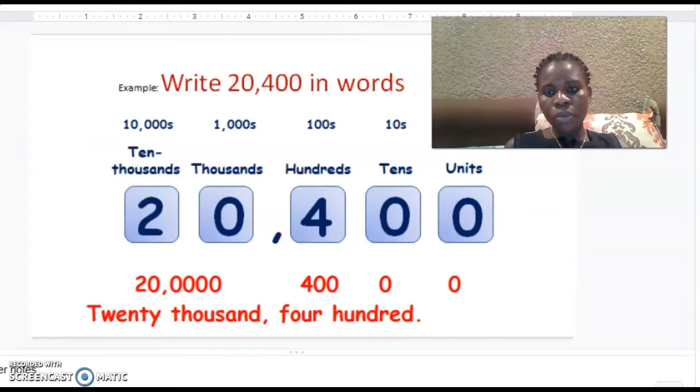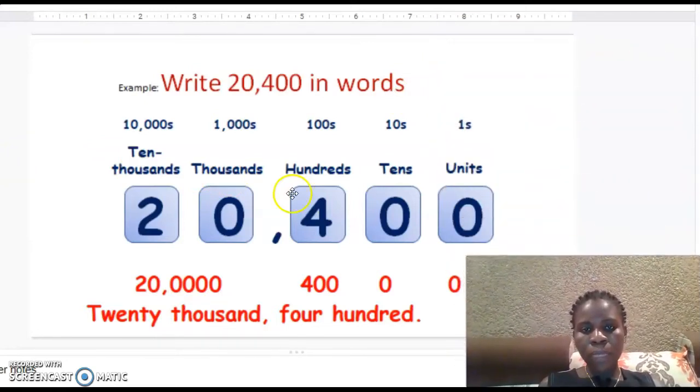Our first example is write 20,400 in words. The first thing you need to do is put this number in our place value chart. So ones, known as units, we have the tens, the hundreds, the thousands, and the 10,000. When I place this number in the place value chart, the last zero will be under units, followed by tens, hundreds, thousands, and 20,000.